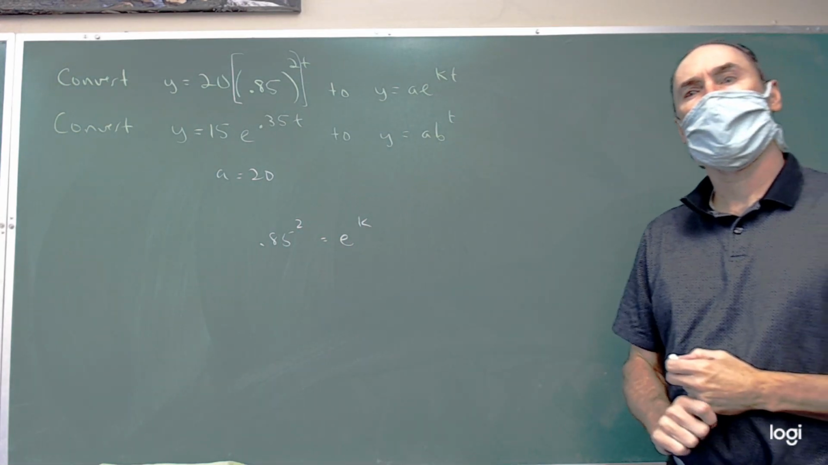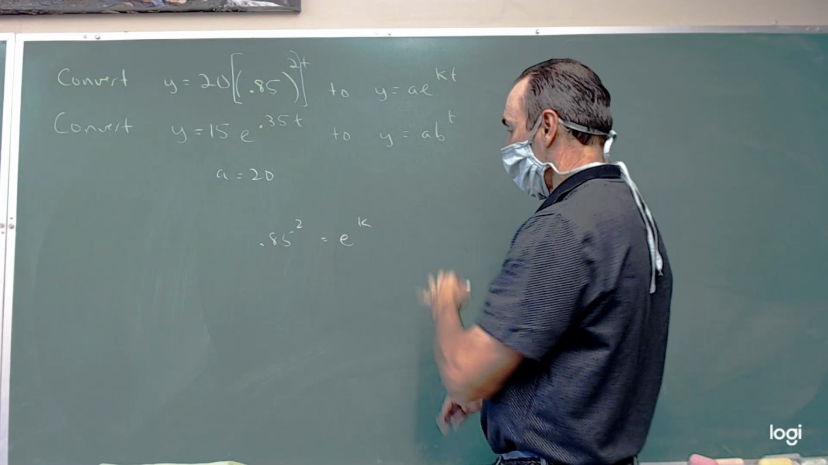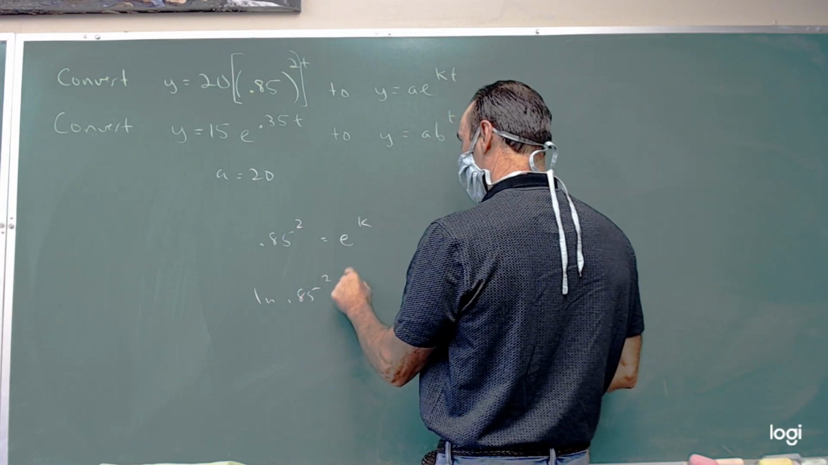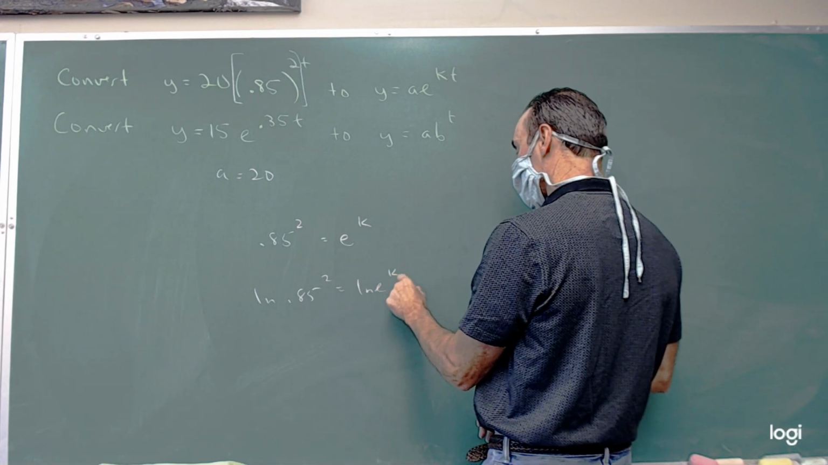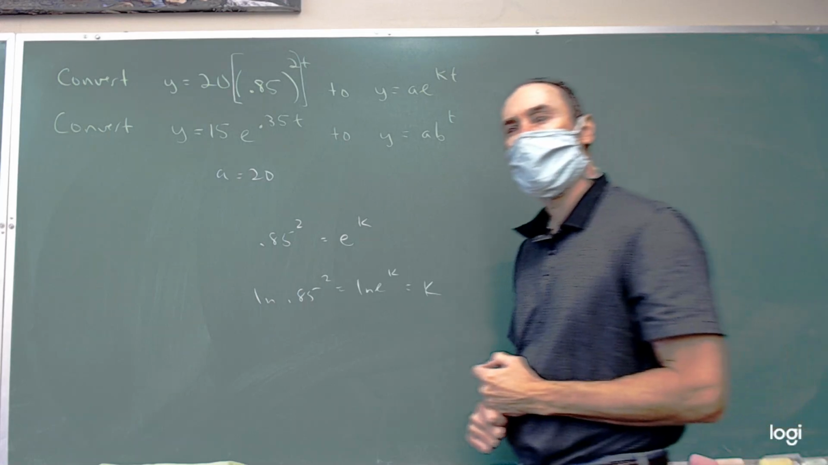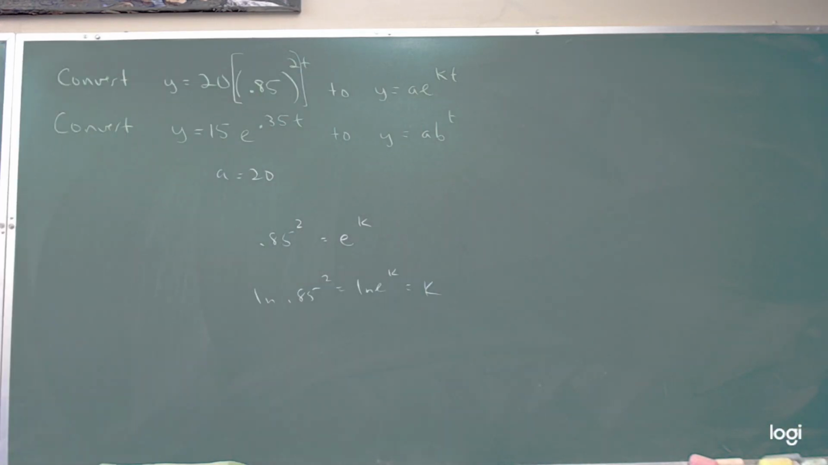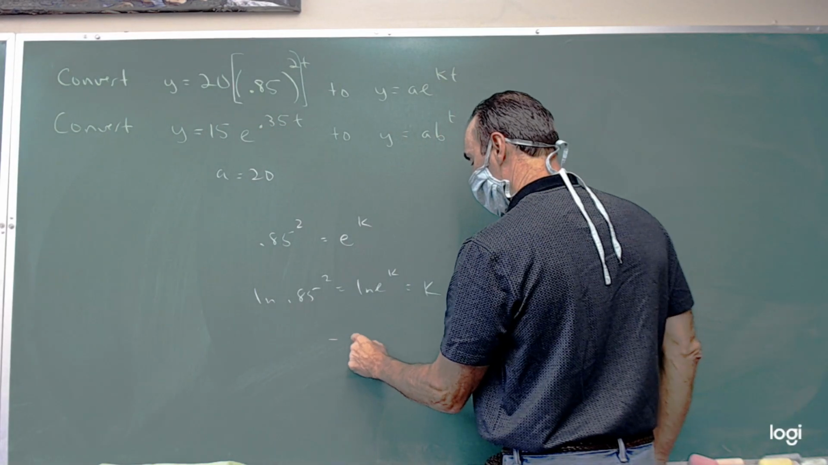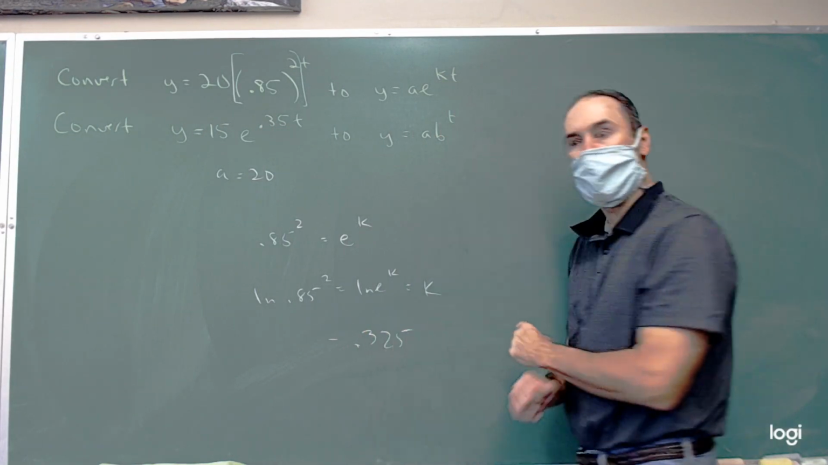Is that how we tried to do that? And so then we can just take the natural log of both sides, and that's going to get us to our k. And when you did that, did we get that? Negative 0.325. We have confirmation on that?